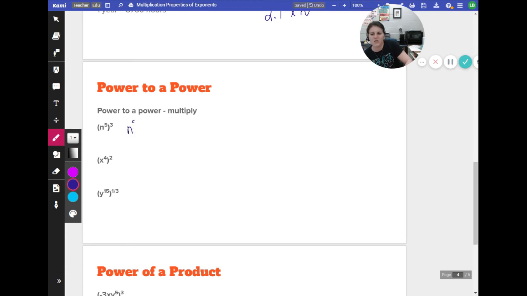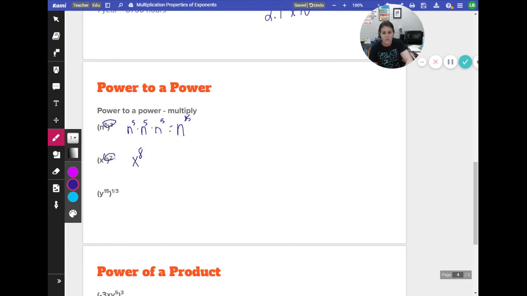I have n to the fifth 3 times: n to the fifth times n to the fifth times n to the fifth. Again, we could write this all out. N to the fifth is n times n times n times n times n, then again times n five more times, and again five more times. Nobody wants to do that. It's easier just to say it's a power to a power. So I multiply those exponents because I have n multiplied by itself 15 times. Again, a power to a power, I multiply those exponents. 4 times 2 is 8. I encourage you to think about why this is.